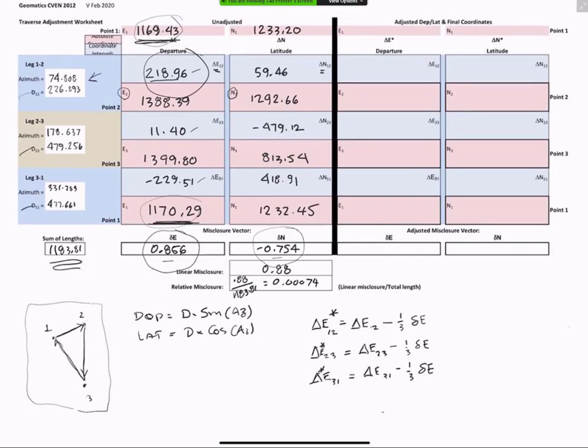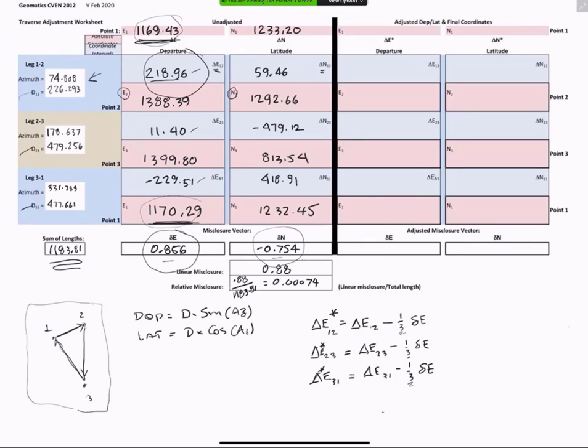Rather than dividing the misclosure up into 3 equal parts, why don't we divide it up into parts that are bigger for the longer legs? You notice that legs 2 and 3 are more than double the length of leg 1. So it makes sense to put more of the correction into those longer legs. And here's a way to do that.